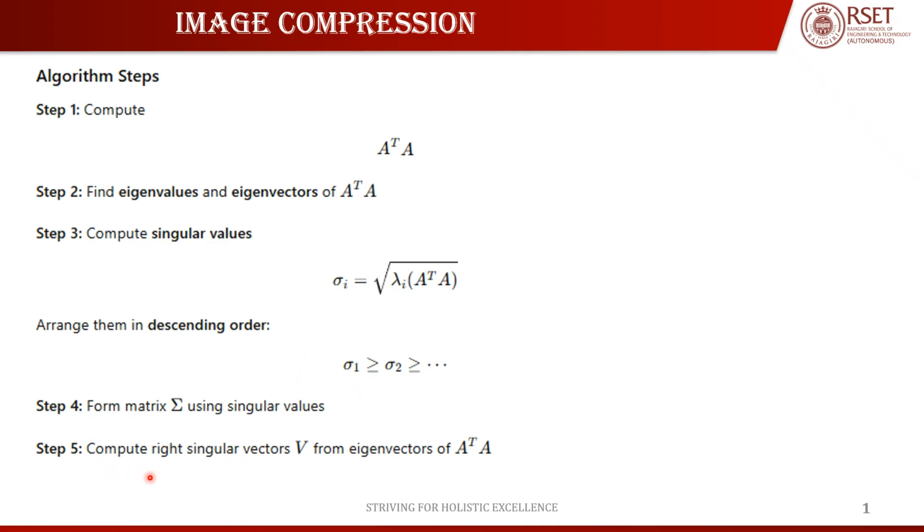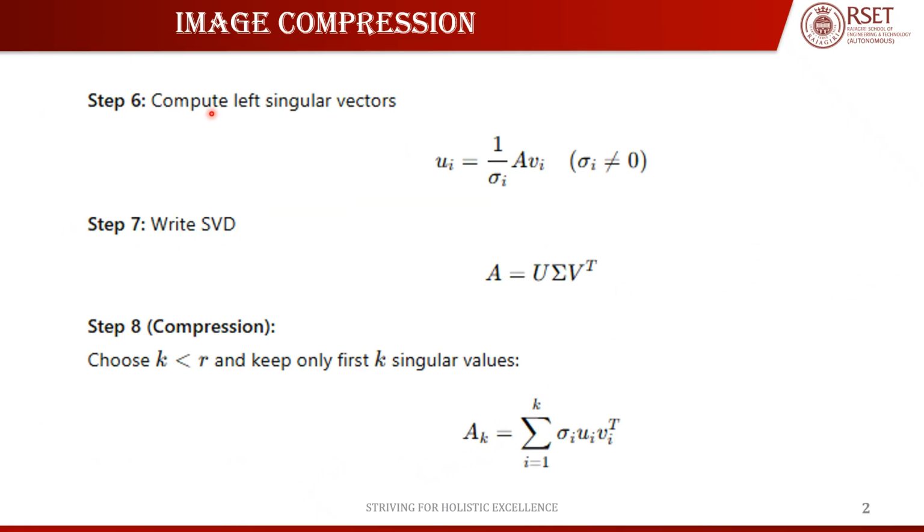Now we'll compute the right singular vectors V from the eigenvectors of A transpose A. We'll just see how we do that. We'll calculate ui, which is equal to 1 by sigma i times A vi, and then we'll write A is equal to U sigma V transpose. We know the singular value decomposition process.